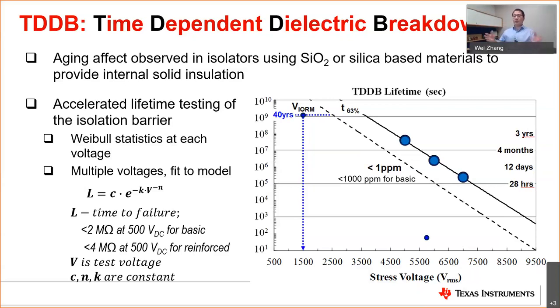high voltage. Suppose in our data sheet, it is 1.5 kV RMS. But in order to reach a certain failure rate, you have to stress the part at really high voltage. For example, here you have 5,000 volts, 6,000 volts, and 7,000 volts. So make sure you have multiple parts, and then you recalculate your 1 ppm line, and then it goes to the 1.5 kV. You can see here with 1.5 kV, the lifetime is over 100 years.